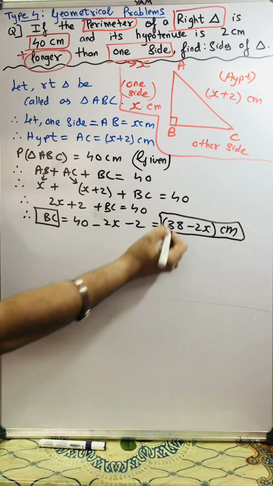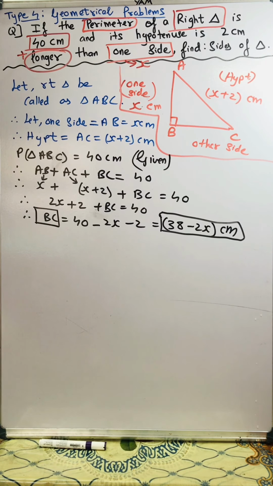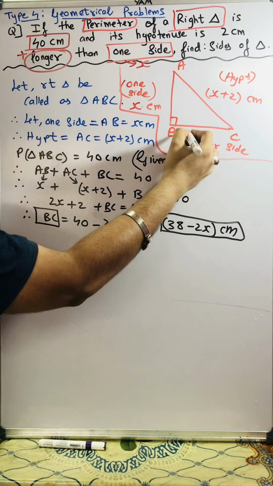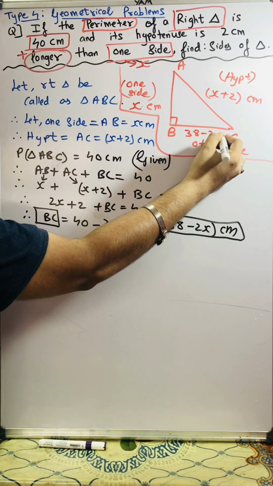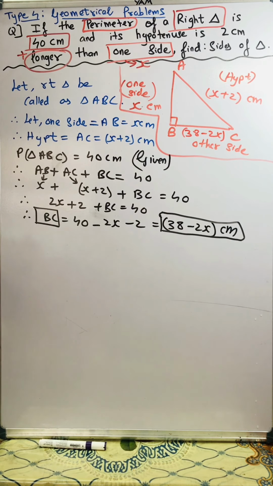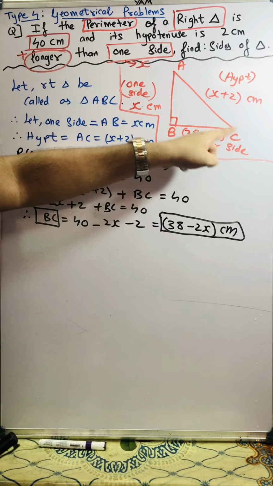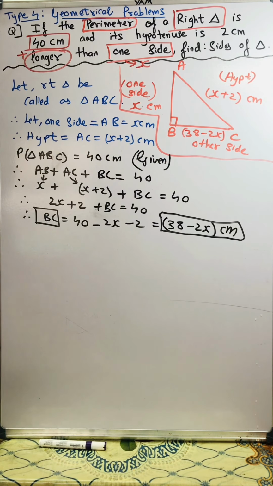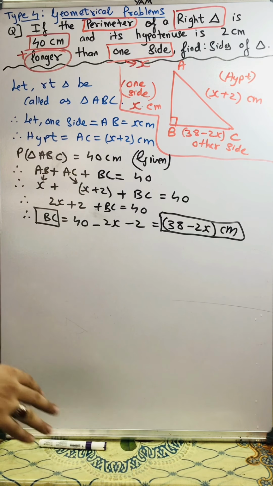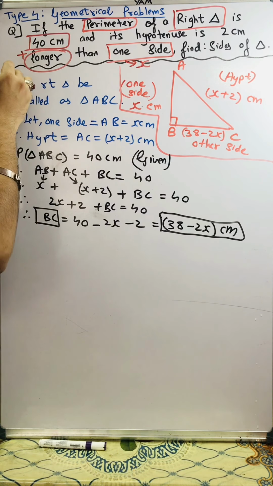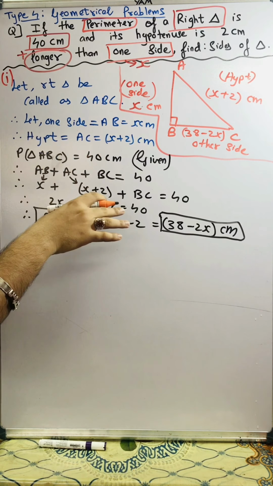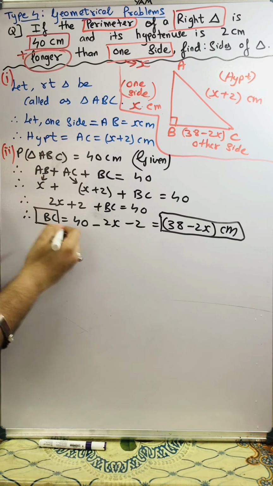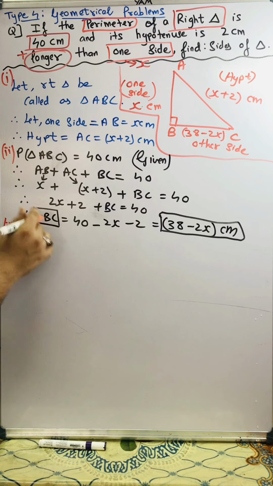So now students, we got all the values. The value of BC is 38 minus 2x centimeter. So now we know all the three sides of our triangle: AC, hypotenuse, x plus 2; AB, which we called as one side, x; and BC, the other side, 38 minus 2x centimeter. See students, I don't have space on the board, that's why I'm using different colors, but you should bifurcate your solution into parts. We can say this is a first part, leave 2 lines. This is a second part, leave 2 lines. This is a third part.